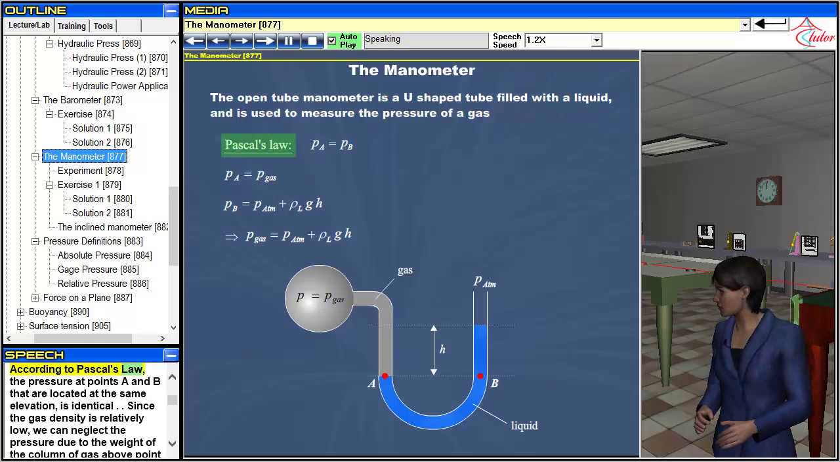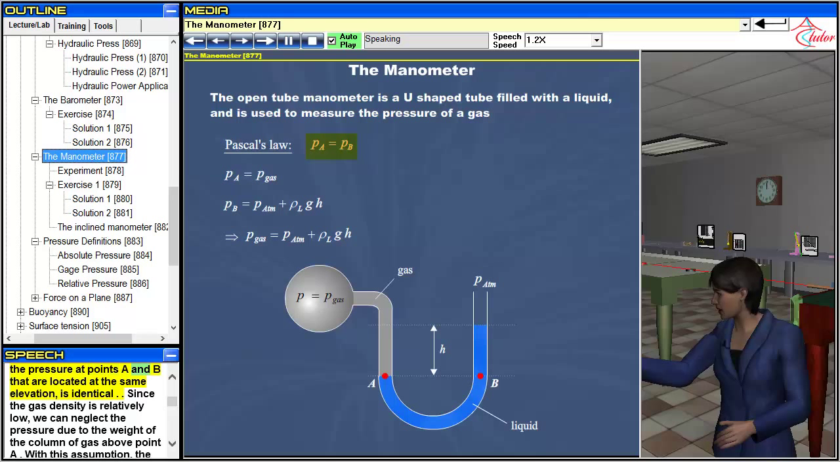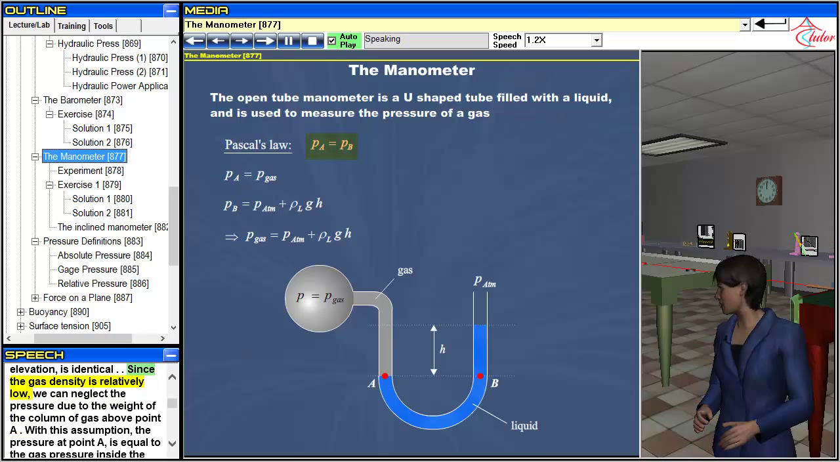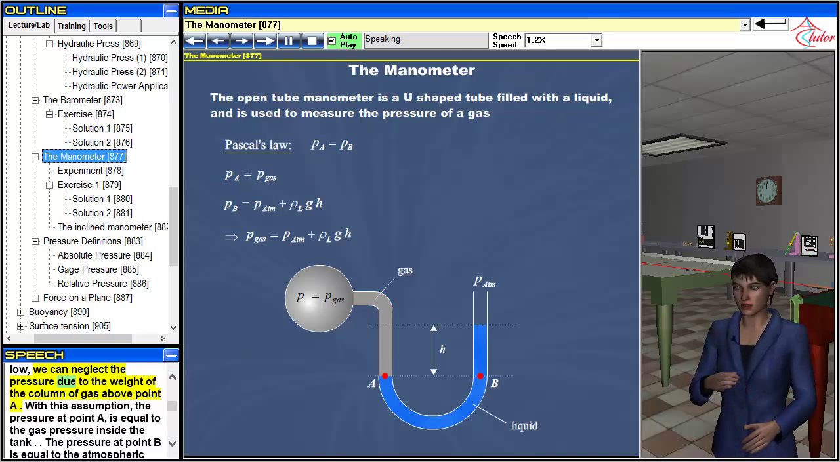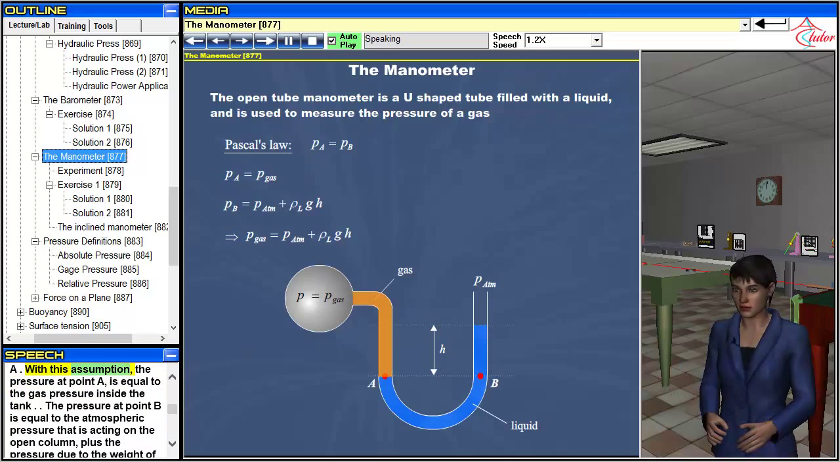According to Pascal's law, the pressure at points A and B that are located at the same elevation is identical. Since the gas density is relatively low, we can neglect the pressure due to the weight of the column of gas above point A. With this assumption, the pressure at point A is equal to the gas pressure inside the tank.